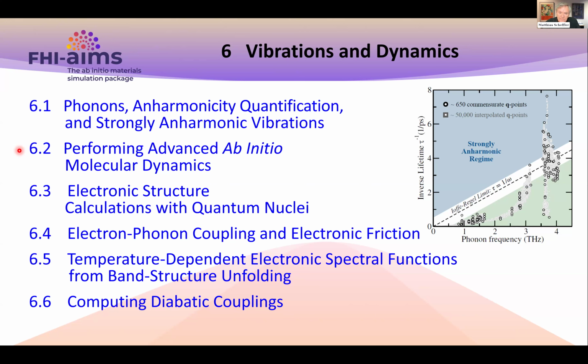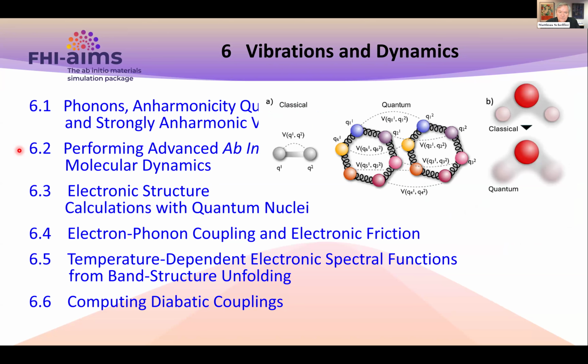Now, FHI-aims also offers the treatment of materials where the quantum nature of the nuclei is important. And they discuss in 6.4 electron-phonon coupling and electronic friction. Particularly for metals, phonons effectively couple to low-energy electron-hole pair excitations. In this situation, standard molecular dynamics techniques neglect the energy transfer between lattice vibrations and electronic excitations and can provide qualitatively incorrect dynamical properties. This contribution in the roadmap discusses how such energy transfer can be accounted for through what is called molecular dynamics with electronic friction.